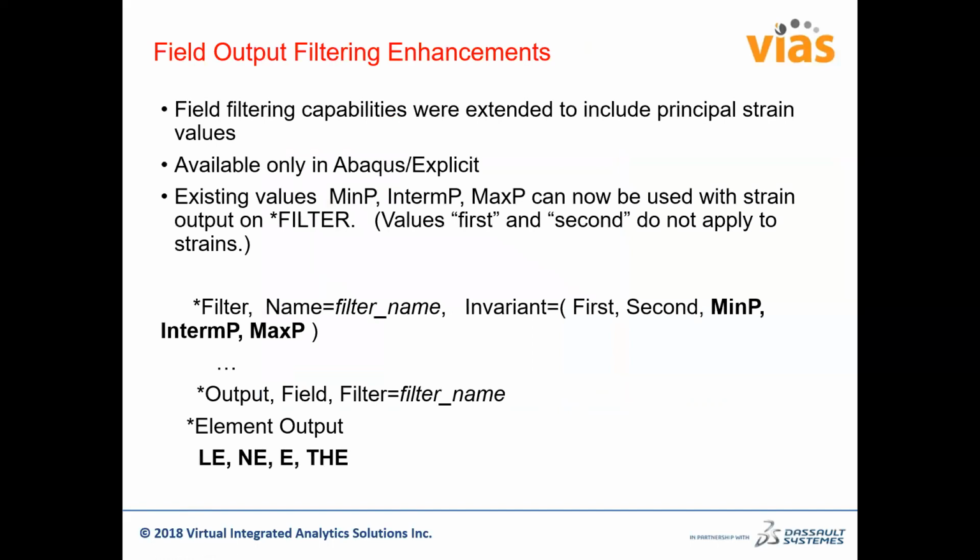Right, we have field output filtering for most of the outputs in Abaqus, as you know, but we did not have it for principal strain values. Now these are available for the minimum, intermediate, and maximum principal strain values. These are not available yet for the first and second invariants, but hopefully in future we'll have them also.